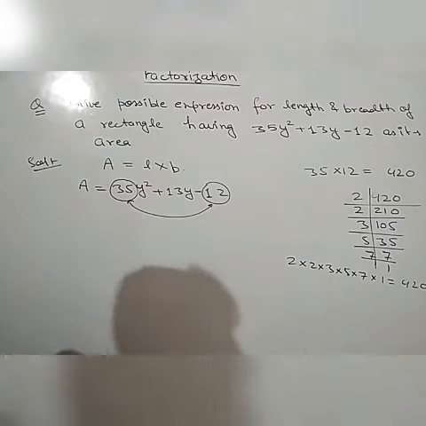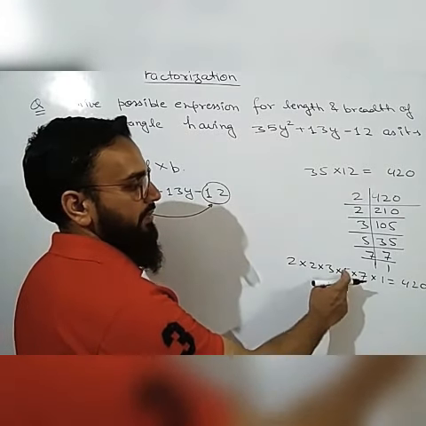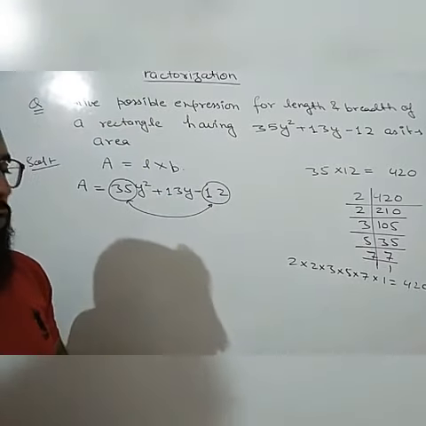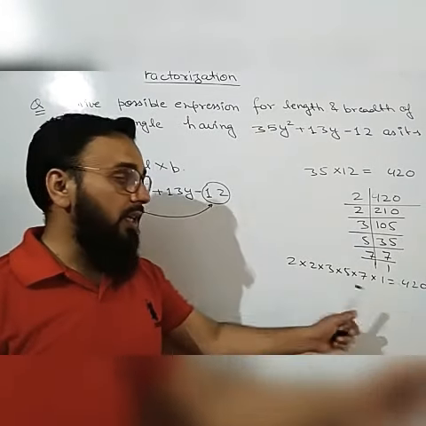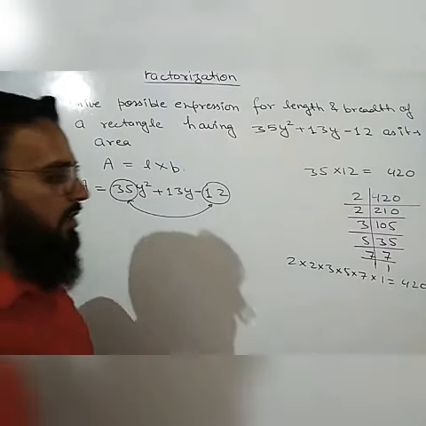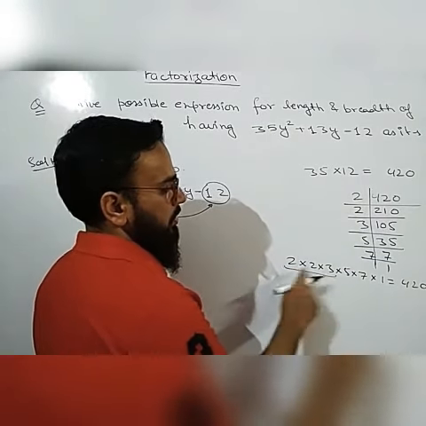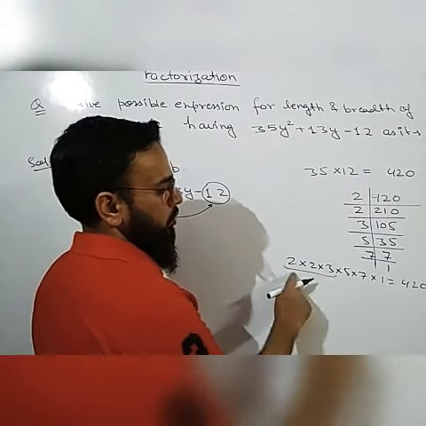What can be those two numbers? If we take 2 2s are 4, 3s are 12 and 7 5s are 35, then 35 into 12 is 420. But 35 minus 12 will not be equal to 13. It means we cannot take this combination. These three numbers, 2 2s are 4, 3s are 12 and 35, cannot be the combination. So what can be the combination?